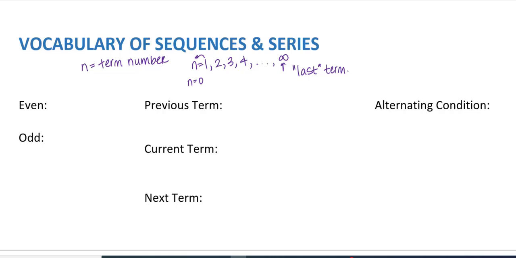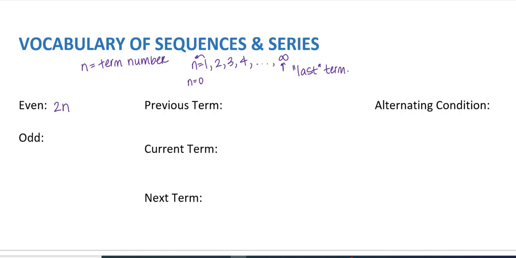So first things first, if n is our term number, let's write all of this vocabulary in terms of n. So if I want to represent an even number, it should make sense to you that if I double any value, 1, 2, 3, 4, 5, etc., I will get an even number. Because again, n is whole, n is positive, unless n starts at 0. So 2 times that number n will for sure give me some even value.